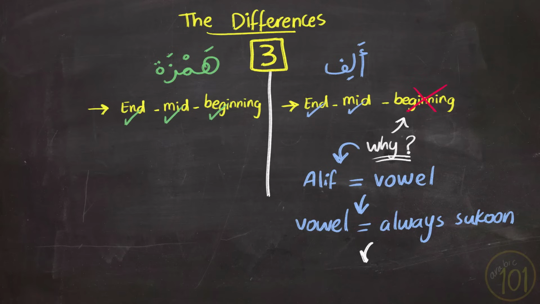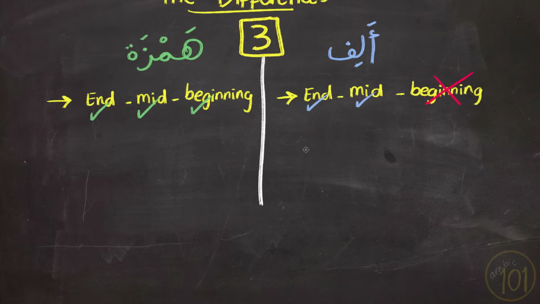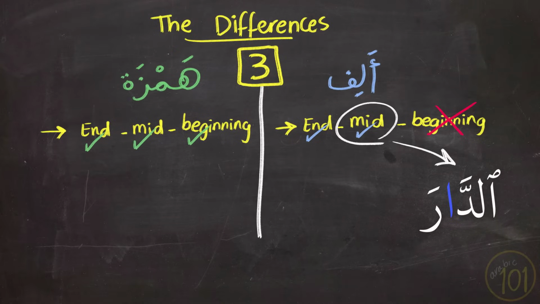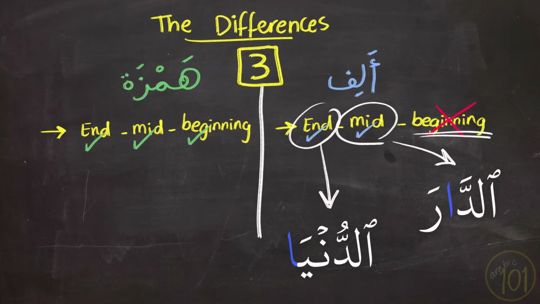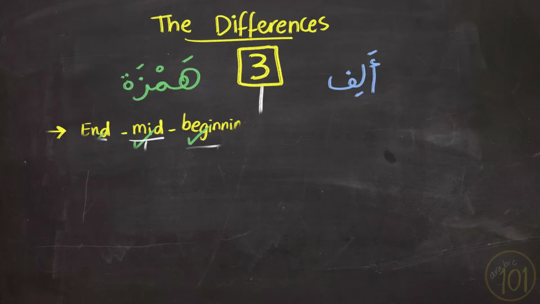Why? Because in Arabic, we can never start a word with sukun, which we explained extensively in this lesson about Noon Qutni, which you can find here and also in the description. So check it out if you want to learn more about this topic. So this means that alif can only come in the middle or at the end of the word, but never in the beginning. With Hamza, this is not a problem. It can appear anywhere in the word, beginning, middle, and at the end. So these were the three major differences between Hamza and Alif.